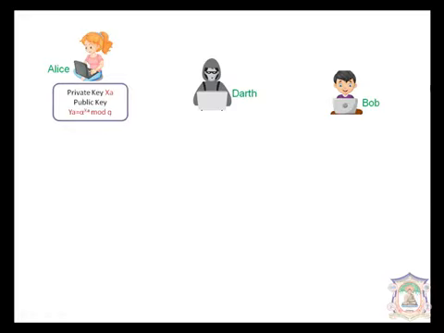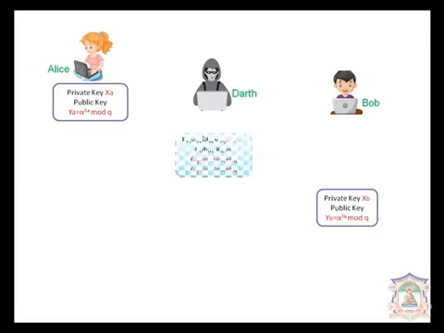We know as per Diffie-Hellman key exchange, Alice will have a private key XA and she will generate a public key using this equation: YA is alpha power XA mod Q. Similarly, Bob also will have a private key XB and he will generate a public key YB equals alpha power XB mod Q. And in between we have a third person called Death.